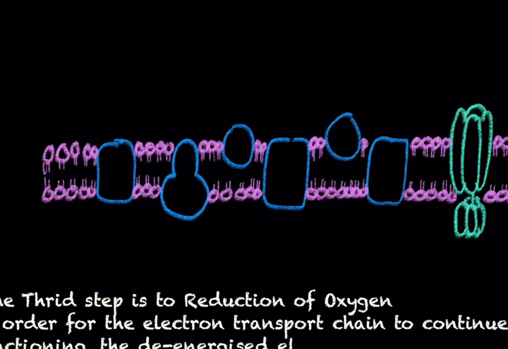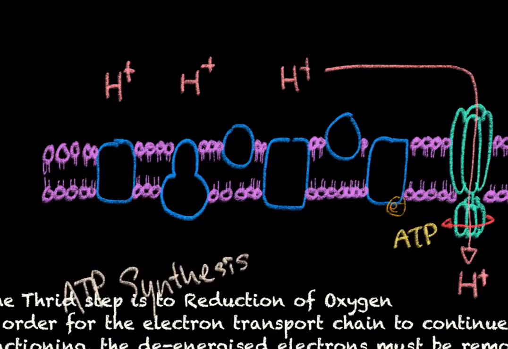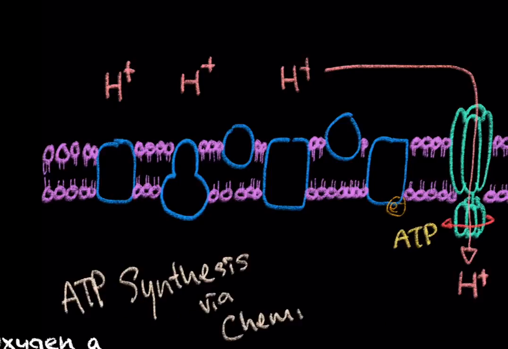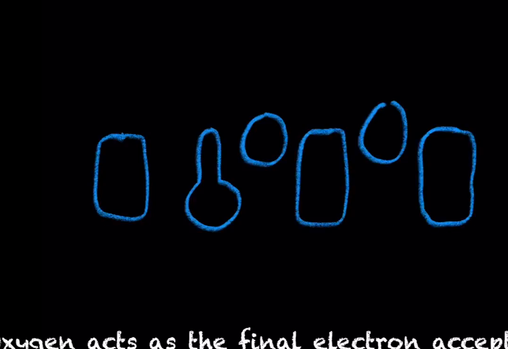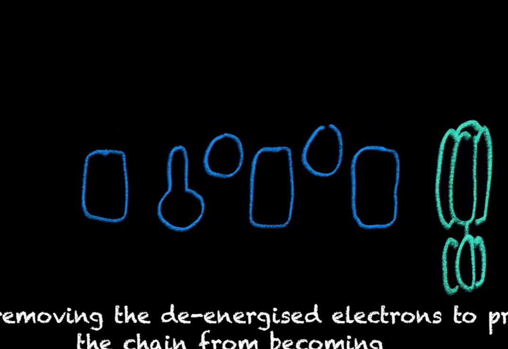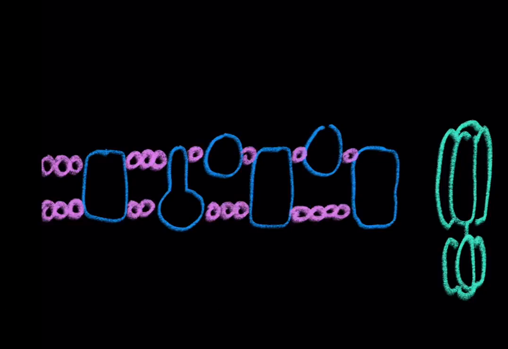The third step is the reduction of oxygen. In order for the electron transport chain to continue functioning, the de-energized electrons must be removed. Oxygen acts as the final electron acceptor, removing the de-energized electrons to prevent the chain from becoming blocked.